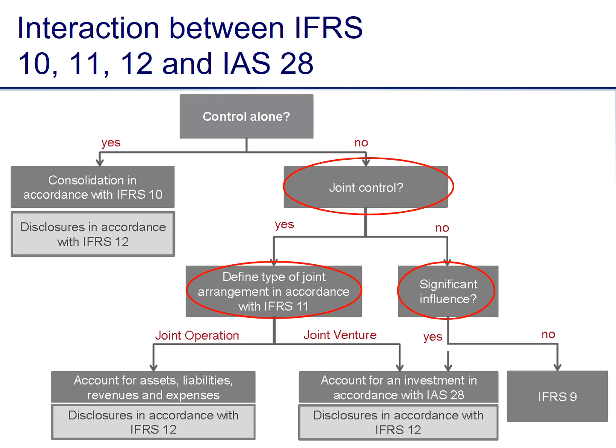I'll deal with these two aspects, these two levels of influence together, because you'll see that there are some overlaps between the two issues. But if I've got joint control, I will apply IFRS 11 to determine what type of arrangement I've got. And if I've got significant influence, I will apply IAS 28 for purposes of the equity accounting that's required.